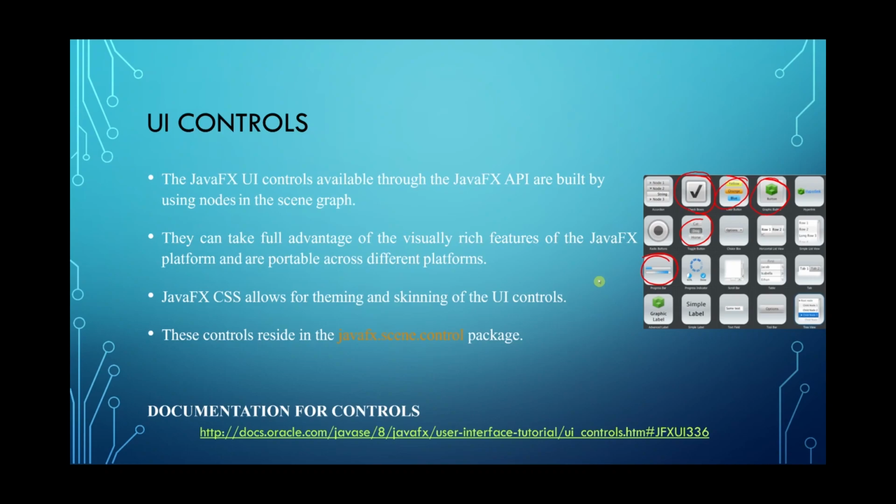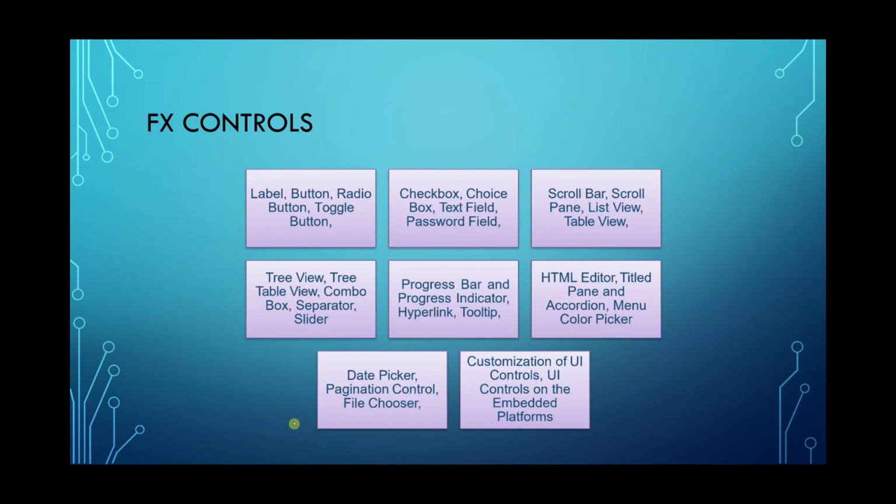These controls reside in the javafx.scene.control package. Documentation for controls can be found in this link. You can go to this link. This is documentation where you can find all the things you need for controls. FX controls like labels, buttons, radio buttons, toggle buttons, checkboxes, scroll bars, and all these things are examples of the JavaFX controls in the API.